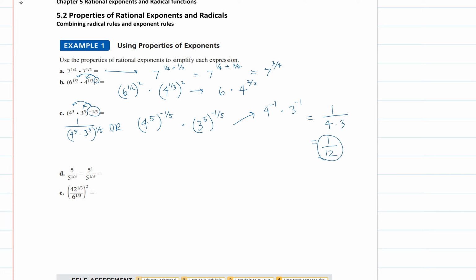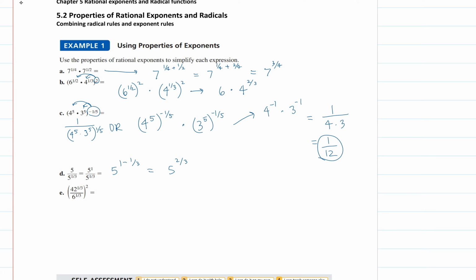Looking at example D, we have 5 over 5 to the 1/3, and you can see it was already rewritten to remind you that if there isn't an exponent written down, there is always an invisible 1 exponent. So what do we do when we have a quotient? We subtract our exponents. 1 minus 1/3. You can find common denominators, or hopefully you just know that that would be 5 to the 2/3.